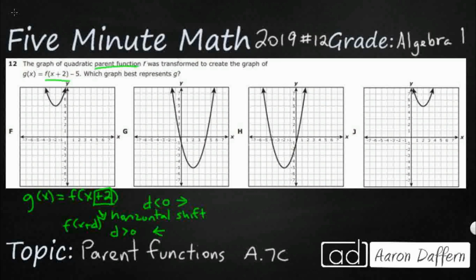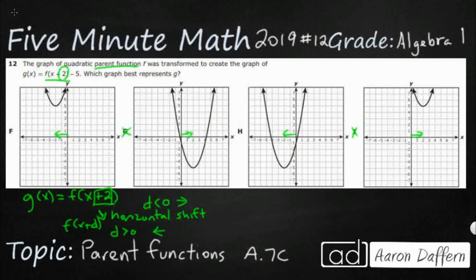Since we have a positive 2, right, we're looking to shift over to the left. So I see this one's got to the left. This shifted over to the right, which is not what we're looking for. This shifted over to the left, and then this shifted over to the right. All right, so 2 went to the left, 2 went to the right. We're looking for the ones that shifted to the left.